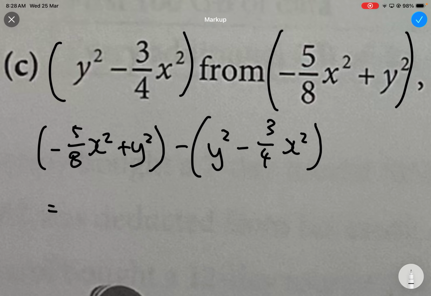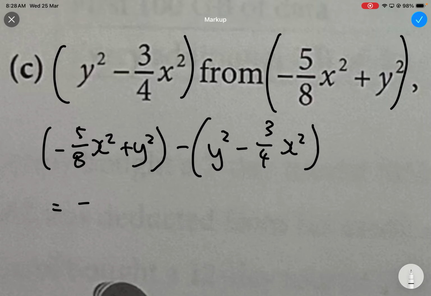Okay, Ken? Okay, so we are done with addition and subtraction. Now we will have to go to multiplication.